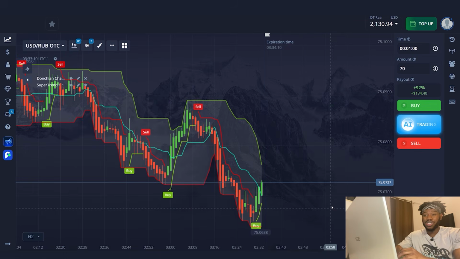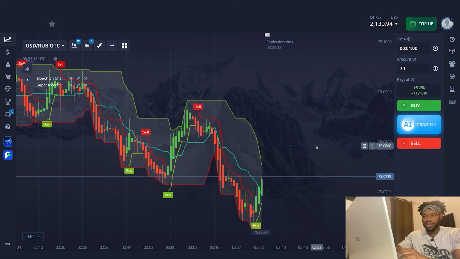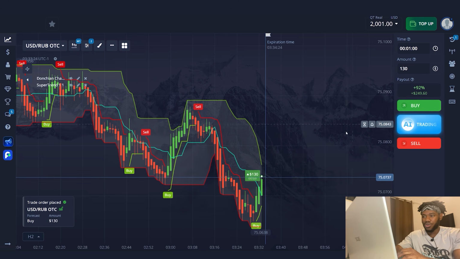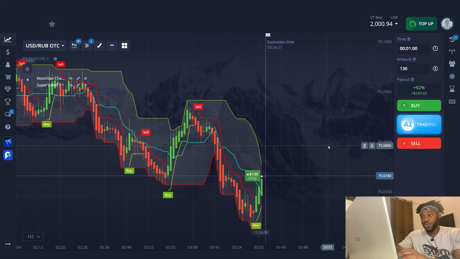Let's take the situation into account and open the first trade. The trade time will be 1 minute, starting with an amount of $130. My forecast is that this price is going to rise, so it's time to open a trade.